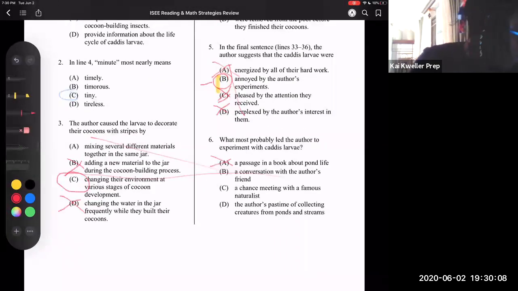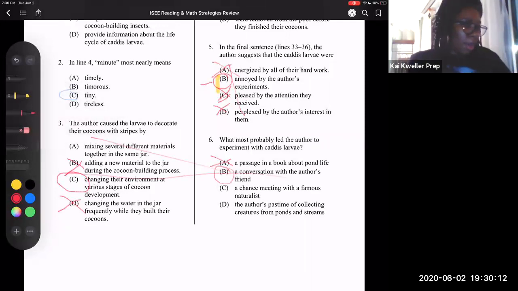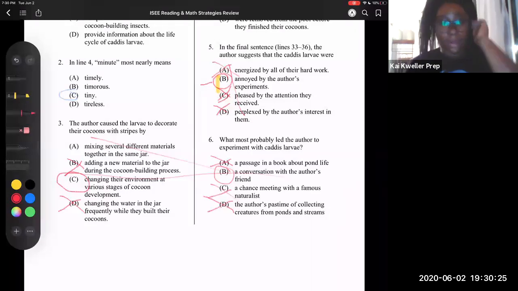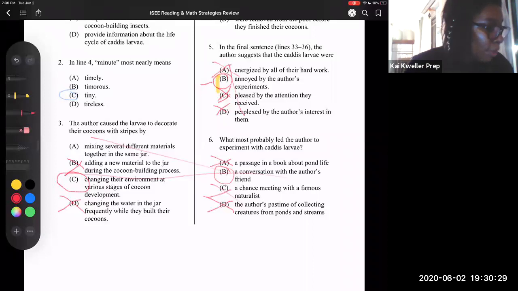But just to be sure, there was no talk about meeting a famous naturalist, so that can't be the answer. And the author doesn't really mention a pastime of collecting creatures from ponds and streams. He's mainly focused on caddis larvae, and that love really came after. He didn't do this beforehand. So B is the best answer.